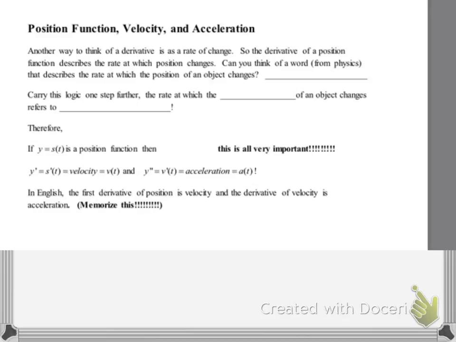Okay, so position function, velocity, and acceleration. Another way to think of a derivative is as a rate of change, which we've said over and over again now. So the derivative of a position function describes the rate at which position changes. Can you think of a word from physics that describes the rate at which the position of an object changes? You should think of a word, and it should be velocity.